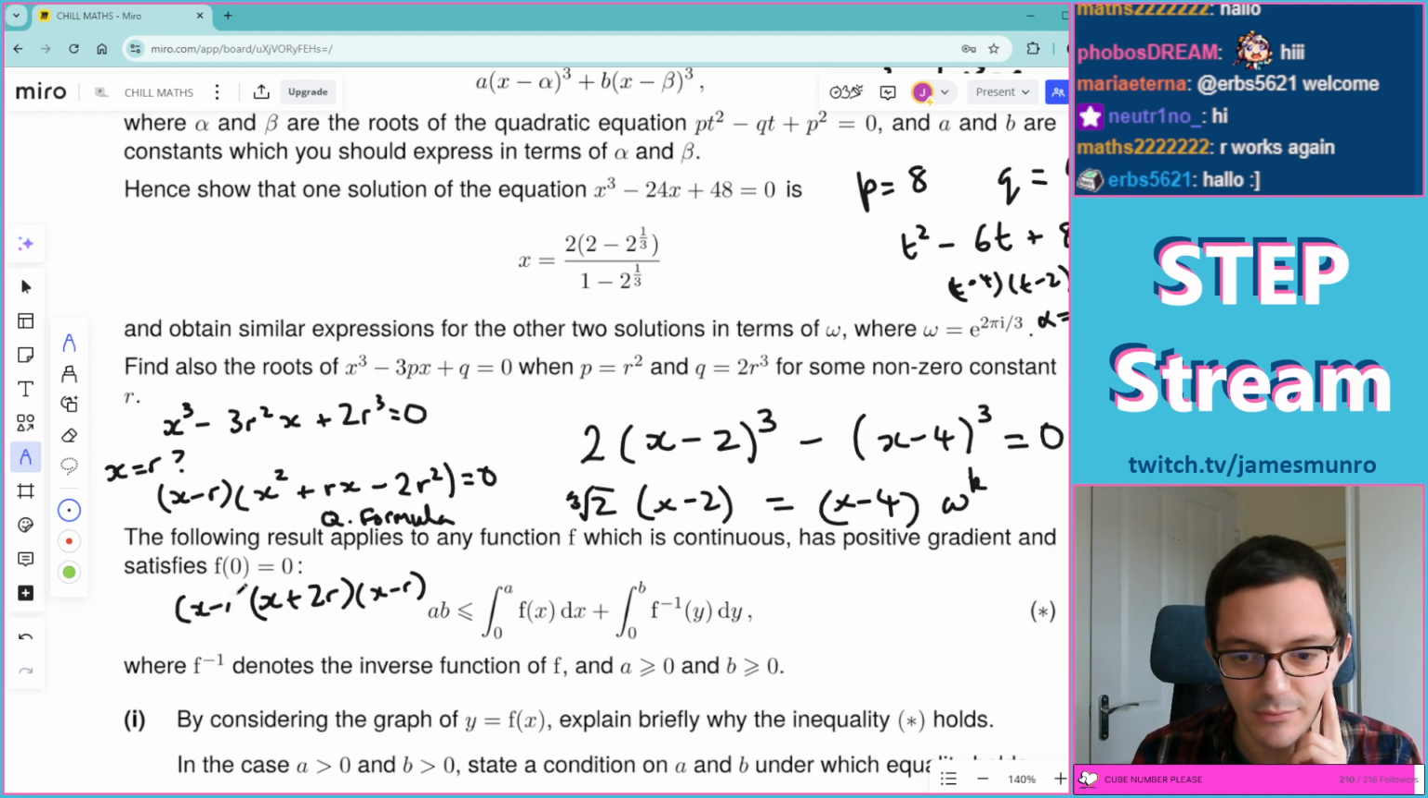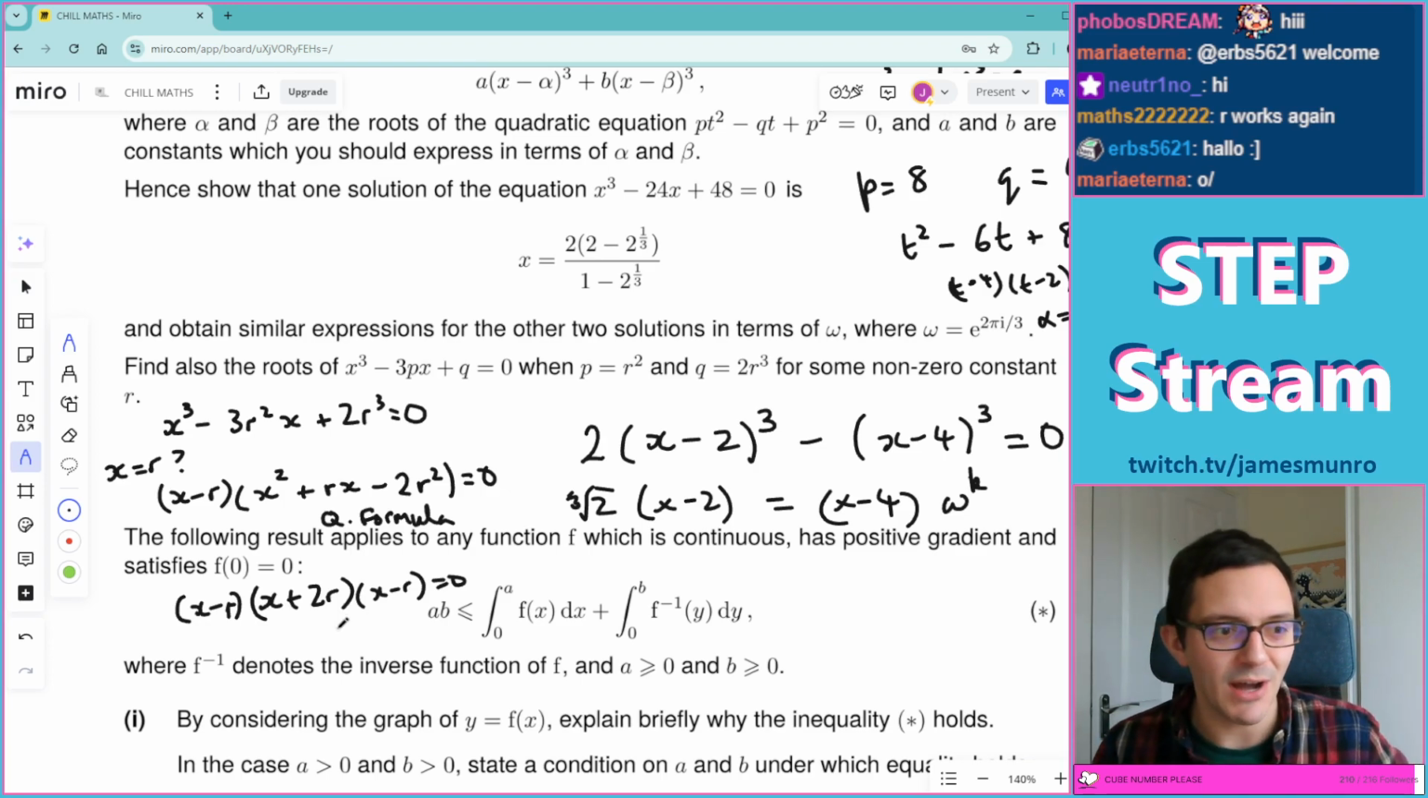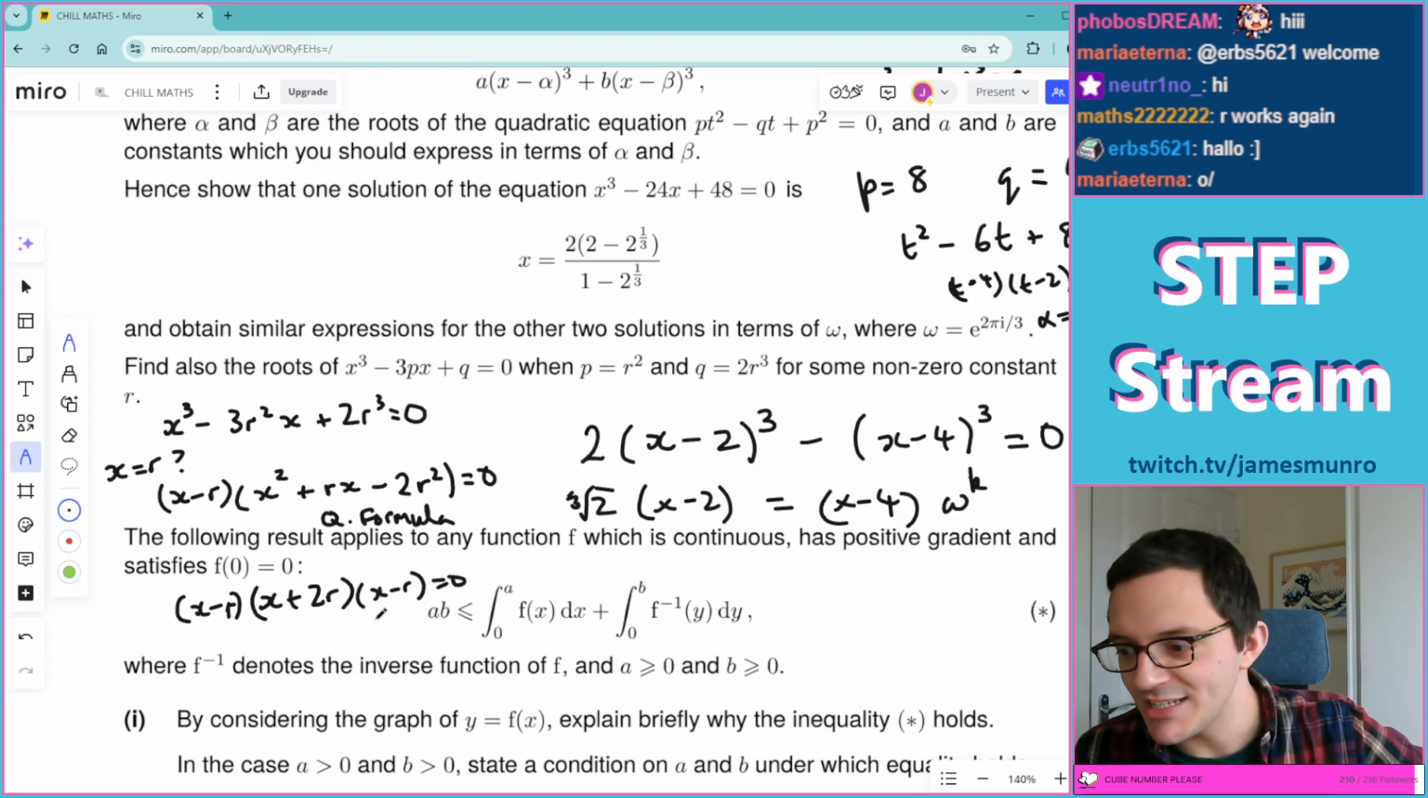Repeated root. Okay. So maybe it makes sense this is the case with the repeated root, and we've translated so the sum of the roots is 0. So if you have a repeated root, then the other one has to be negative twice that repeated root. So this is the special case where you get a repeated root. Fair enough.